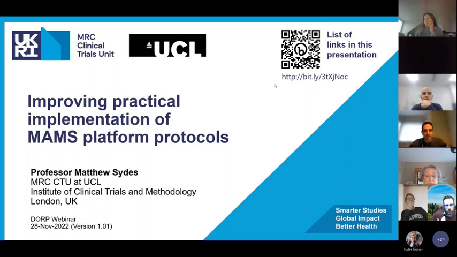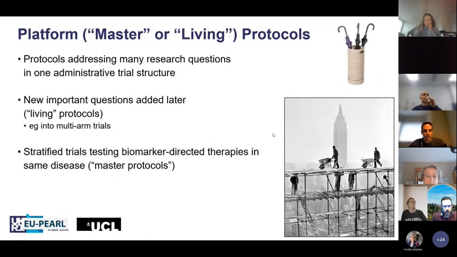So I'm going to talk very much from a practical perspective about the implementation of MAMS, multi-arm, multi-stage platform protocols. Platform protocols, master protocols, as Rob was saying in the introduction, are quite commonly used. Living protocols have been used as a term for a while. Effectively, what we're trying to do is use a clinical trial protocol to address many research questions within one administrative trial structure. And there's a number of good reasons why we might want to do that.